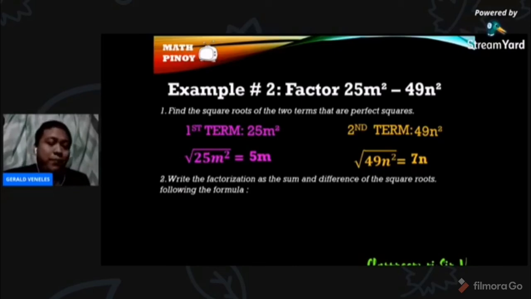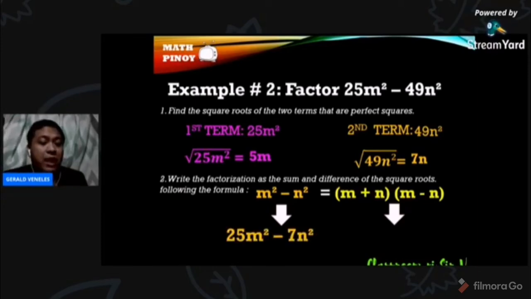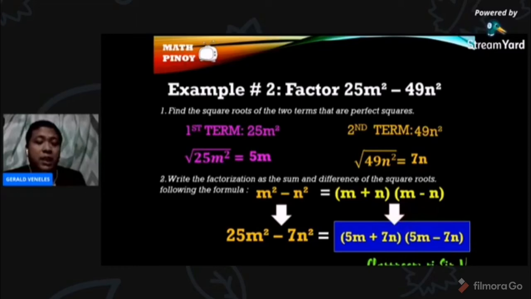sa second step. We're going to factorize, di ba? Factorization as the sum and difference. We're going to write their factorization. So, susundan natin m squared minus n squared. So, isulat nyo ulit, 25m squared minus 49n squared. Yan yung hinahanap nating factored form. At ang sagot natin ay 5m plus 7n times the quantity of 5m minus 7n.